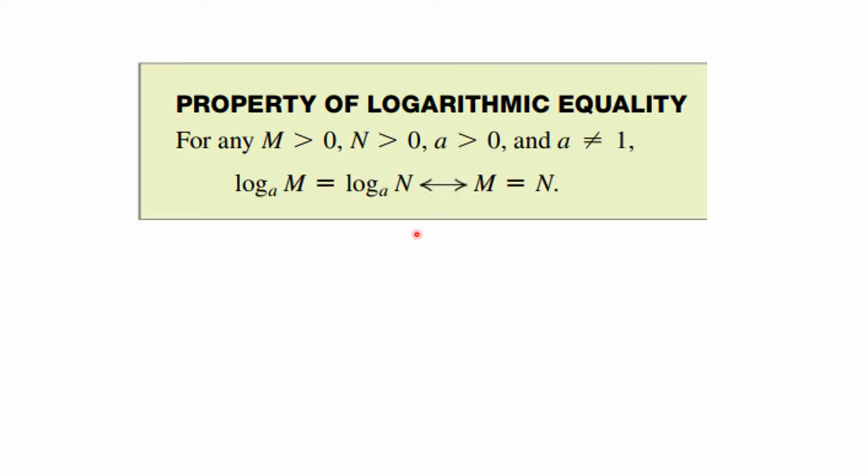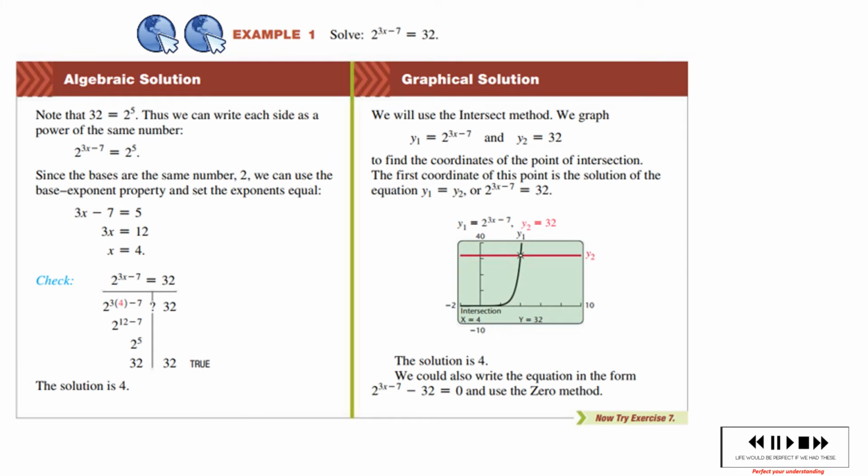Similarly, the inverse, the logarithm, is also 1 to 1. That means if the log base a of m equals the log base a of n, the only way that can happen is for m to equal n. Let's look at some examples.